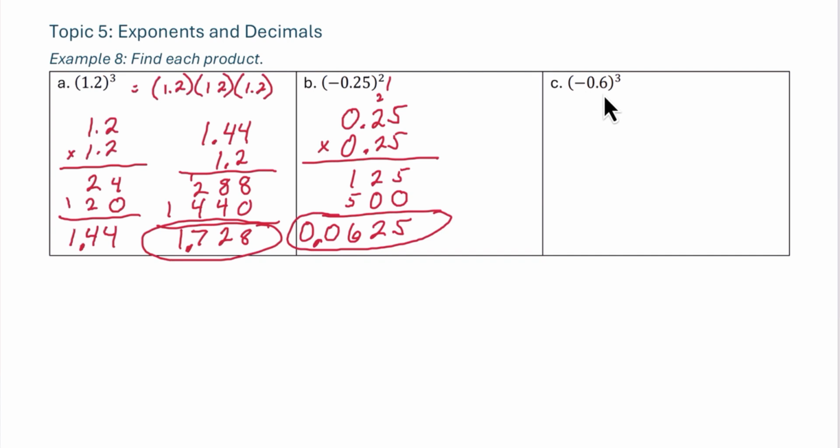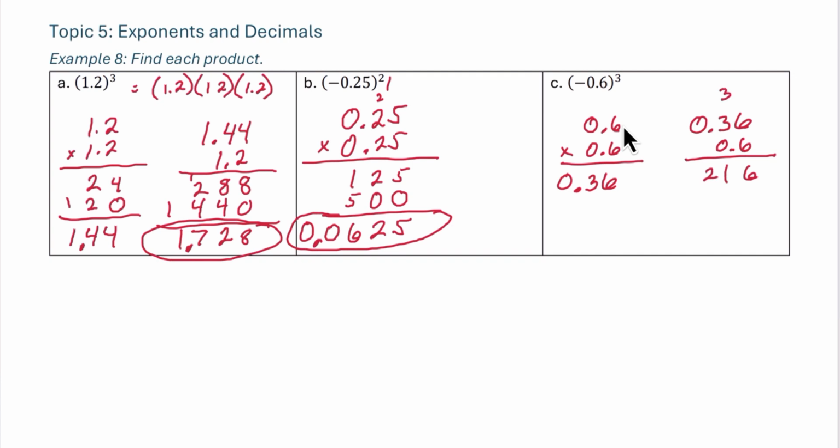In the next example, we have negative 0.6 cubed. Let's start with just 0.6 times 0.6. This will give us 36, but we need 2 decimal places, so we'll add those 2 decimals. And now we need a third 0.6, so we'll start with the previous result and multiply by 0.6 again. 6 times 6 is 36, carry the 3. 6 times 3 is 18, plus 3 is 21.